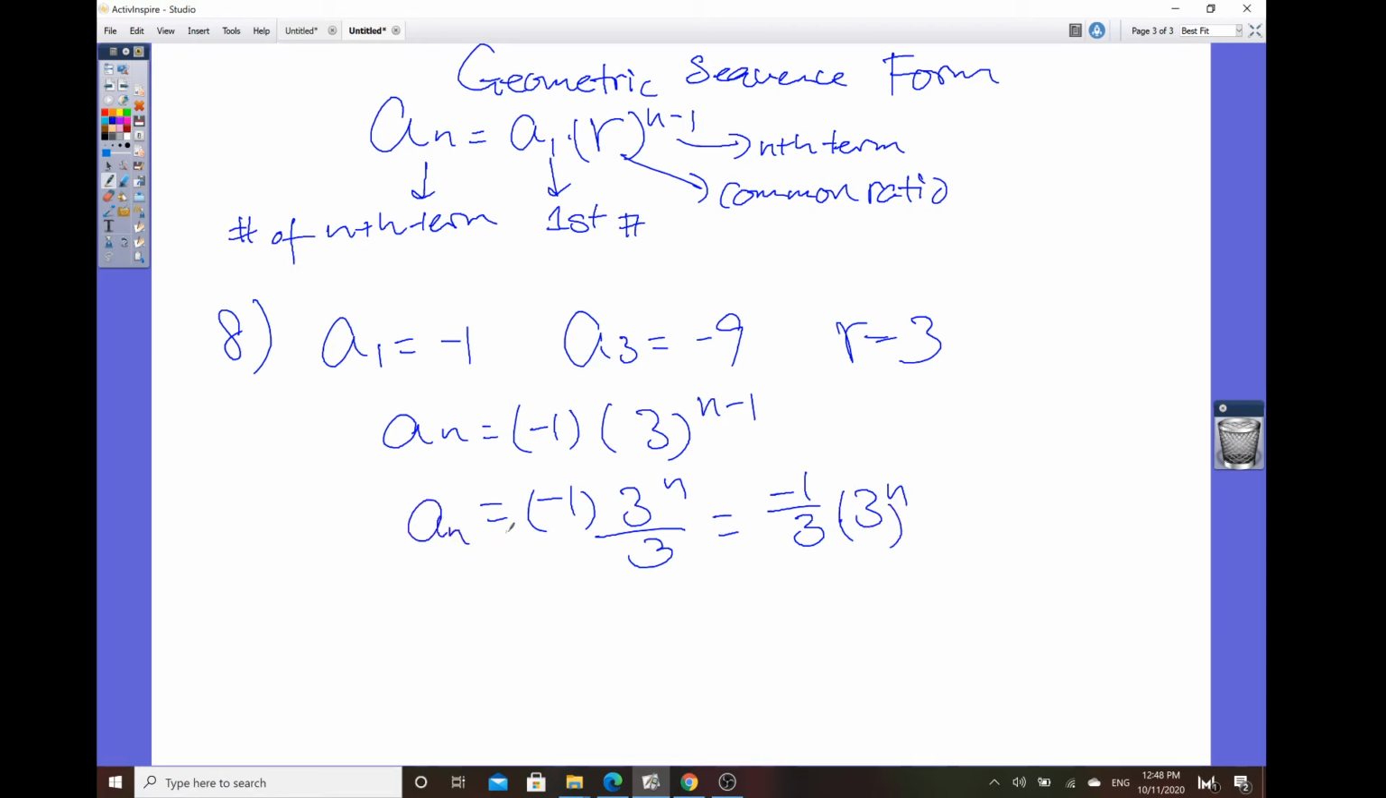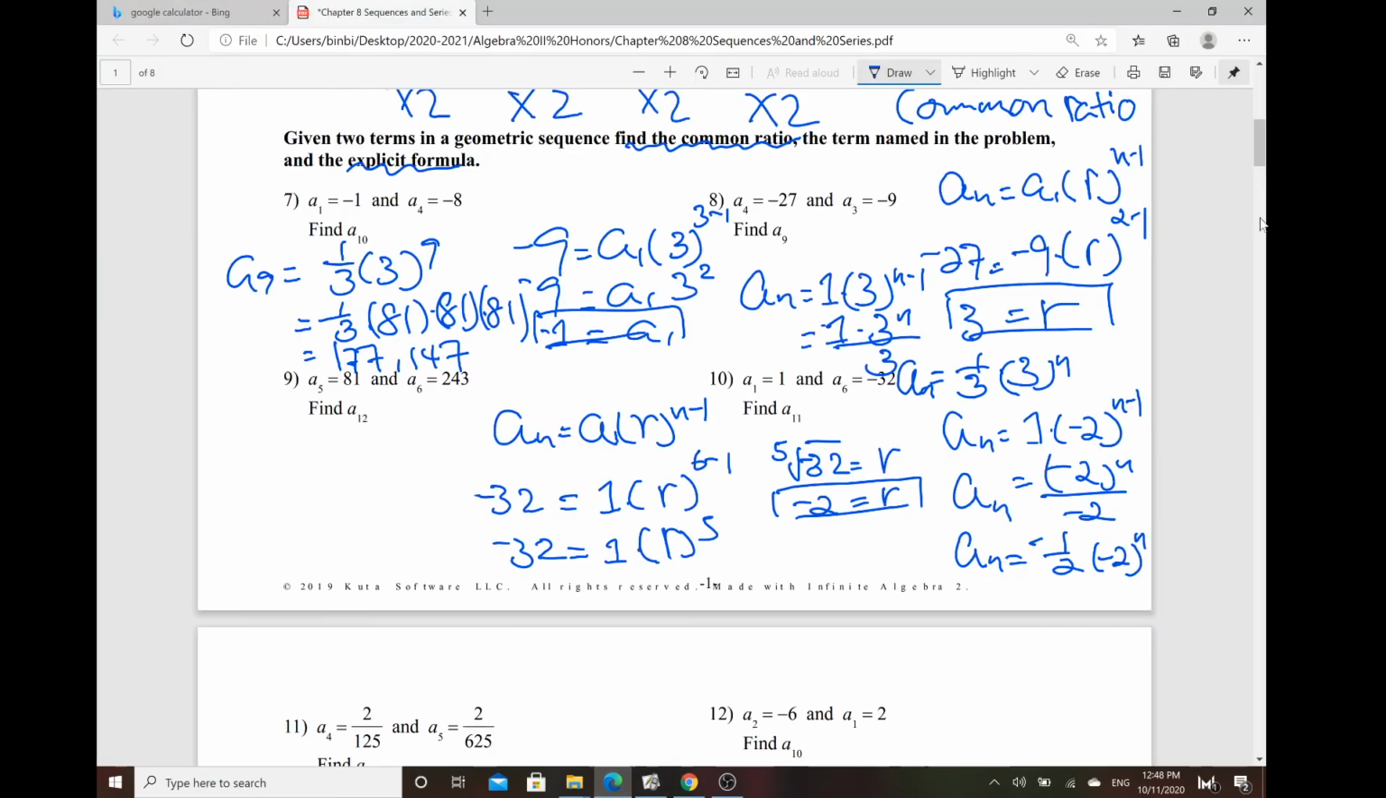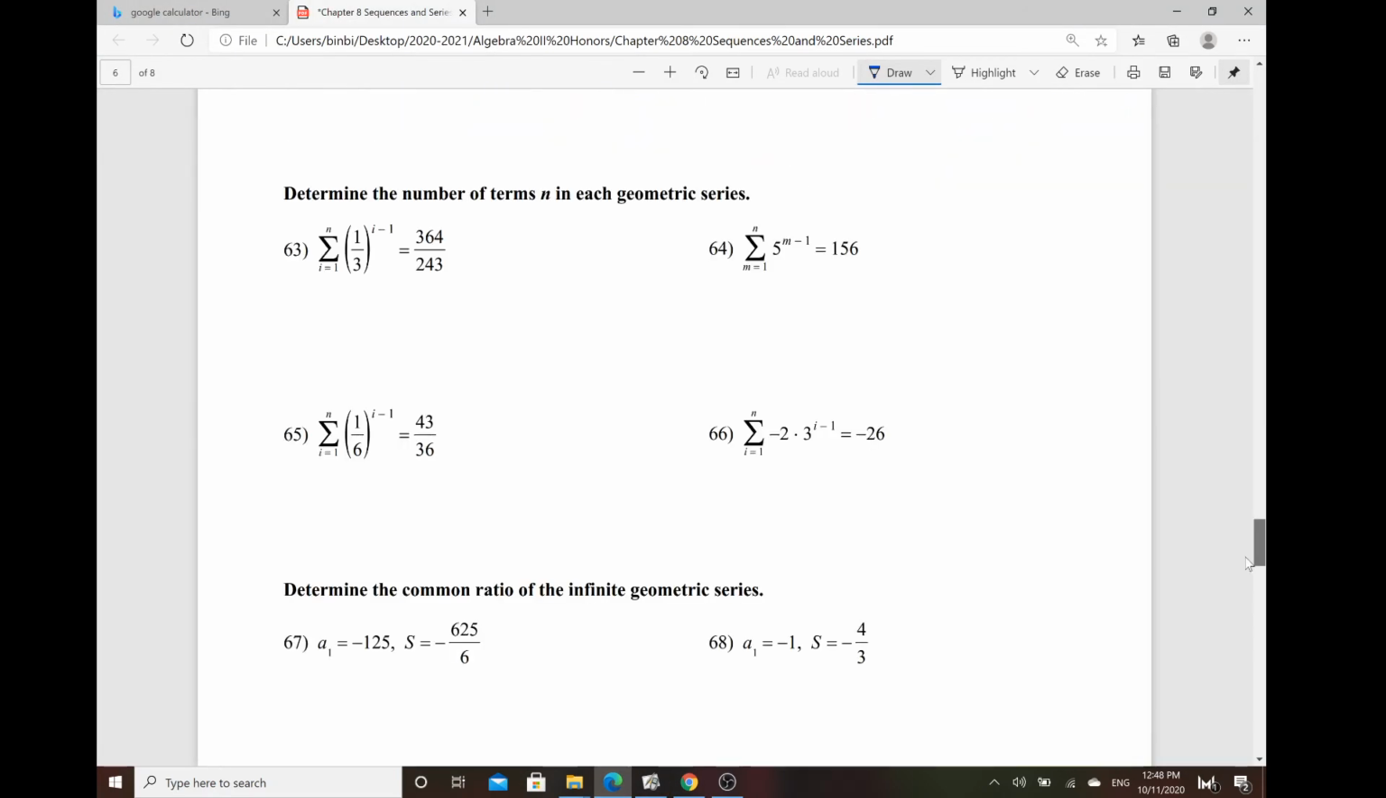Okay, so for a sub n, and now you want to find a sub 9. So it's negative 1/3 times 3 to the power of 9. Yeah, so that makes sense here. Okay, going back, checking the work.